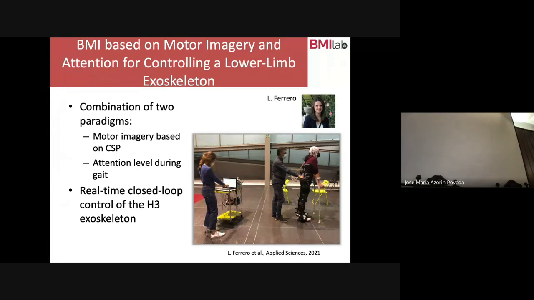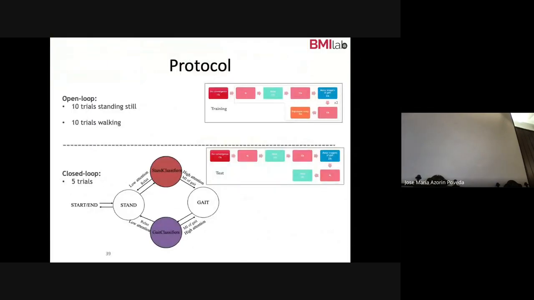And we did some experiments with people wearing an exoskeleton, the H3 from Technaid, in order to be controlled only by using EEG signals. So for doing that, we implemented this protocol. In this protocol, what we did is, first of all, I trained the system with only one classifier for all the possibilities when we are using the exoskeleton. I mean, in the previous project, I used only one classifier, even if I am stopped or even if I am walking with the exoskeleton.